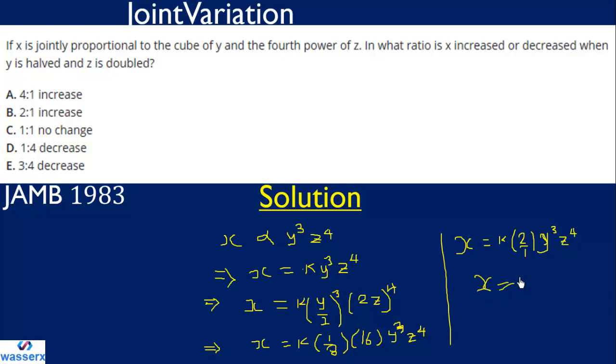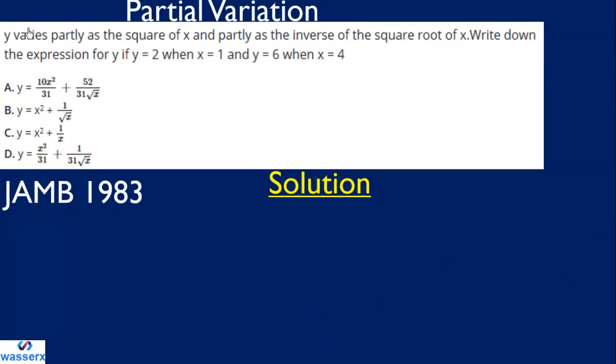So you realize that we are multiplying by 2 and dividing by 1, so the whole thing will increase because the numerator is greater. So it is like 2:1. So 2:1 times whatever is there, because the numerator is greater, is going to increase. So we have y cubed z to the fourth exponent. Now we have x varies jointly as twice y cubed z to the fourth power.